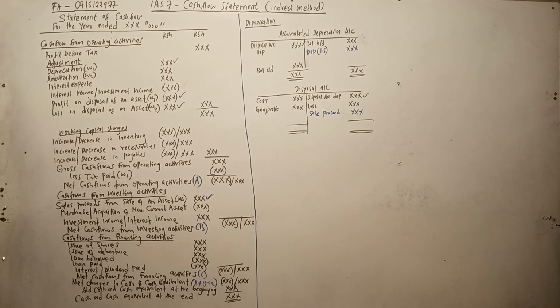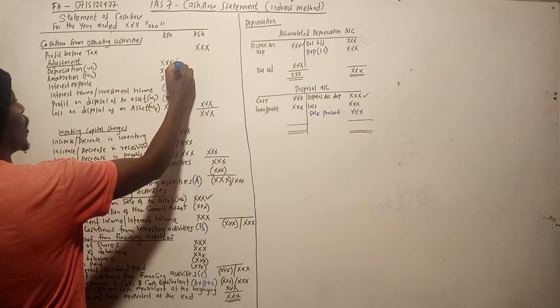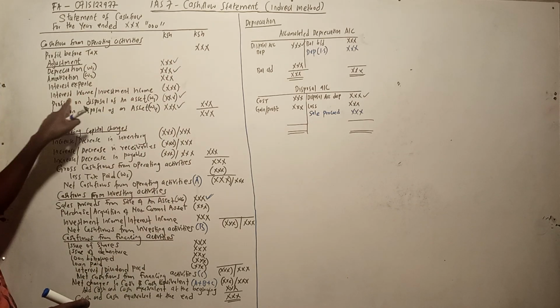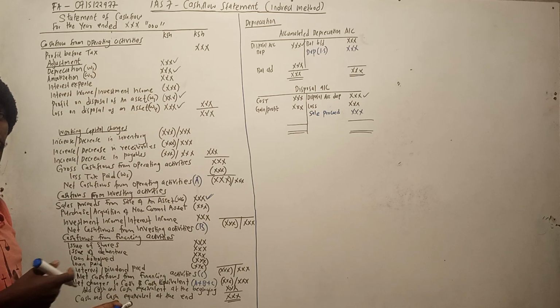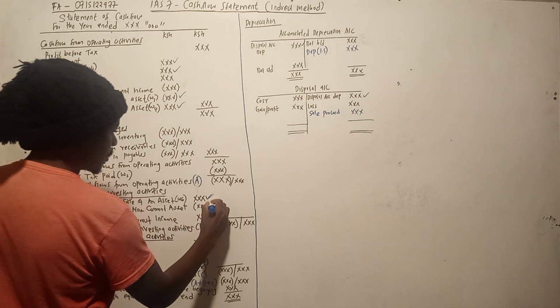Now that one is okay. So we have finished with this one. Now this one does not require a working because it is quick to determine. Interest expense we will do later. Investment income, you look at the difference between the carrying amount and the amount you sold it for. That one is okay. Now another thing that we need to prepare here is the acquisition of the non-current assets.